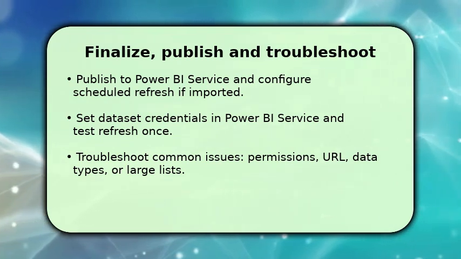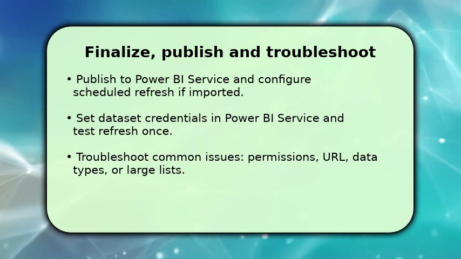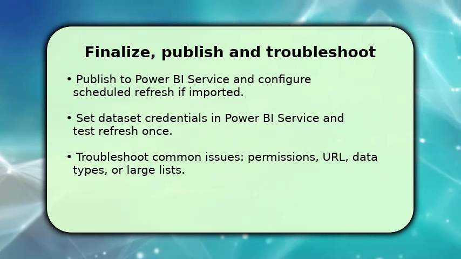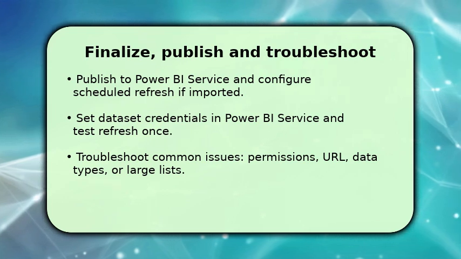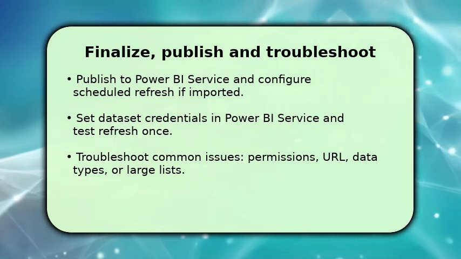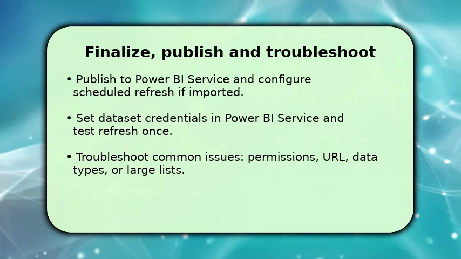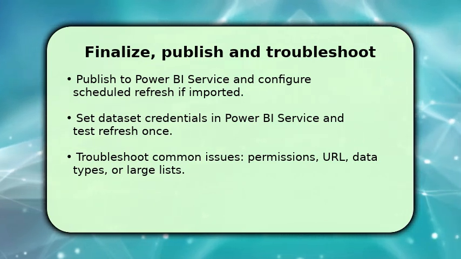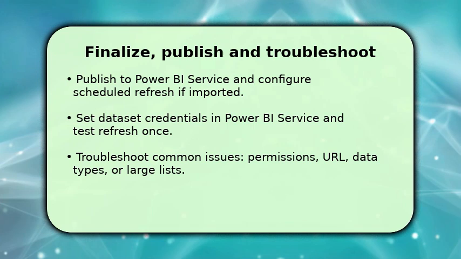If something fails, check permissions first, ensure you use the site root URL, inspect problematic columns for unsupported data types, and consider splitting very large lists. If issues persist, switch to DirectQuery or apply pagination and incremental refresh to handle.